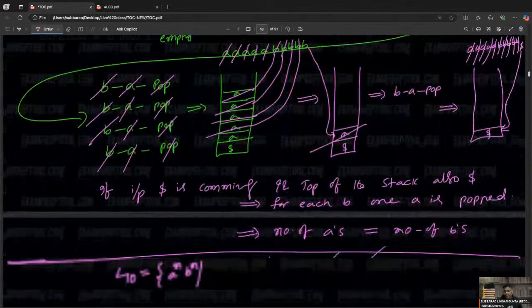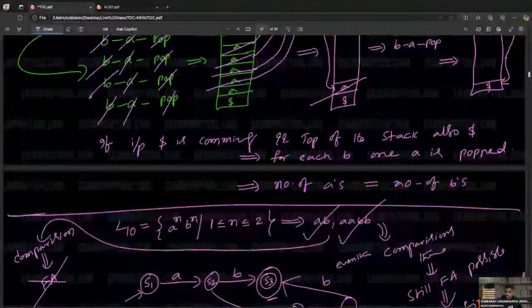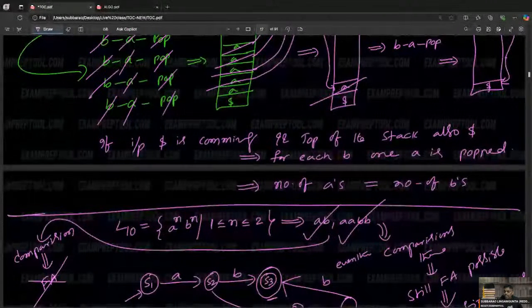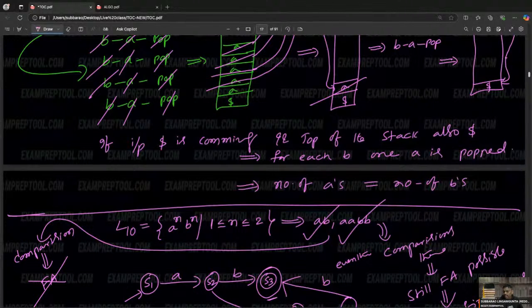See, if input is dollar, it means the string is over. If a dollar is coming, that means A is also over. Input string dollar coming means B is over. Top of the stack is also dollar, yes, over. For every B, A is cancelled. Then when I say B is over, it is saying A is also over. Means for each B, A is popped. Number of A's equal to number of B's.